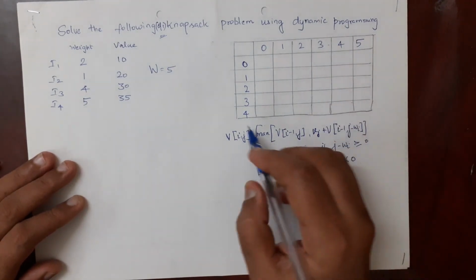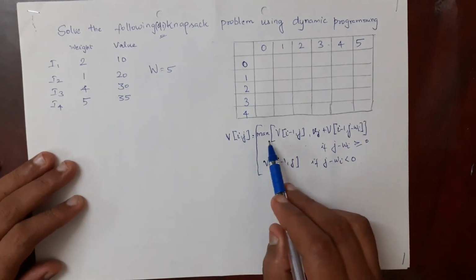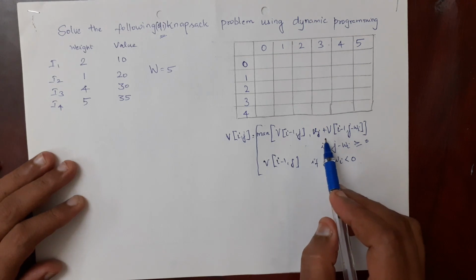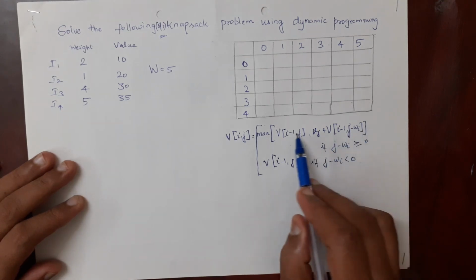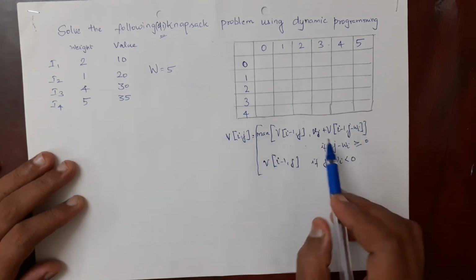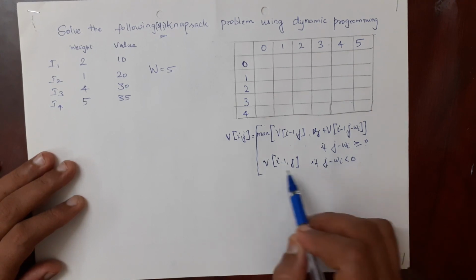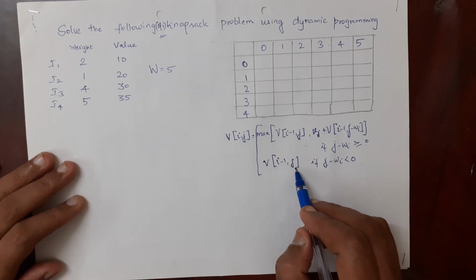The formula for filling this table is this one. V of i comma j is equal to the maximum of V of i minus 1 comma j, or v_i plus V of i minus 1 comma j minus w_i. We calculate this part and this part and find which one is maximum. This applies if j minus w_i is greater than or equal to 0. If j minus w_i is less than 0, then V of i comma j is equal to V of i minus 1 comma j.